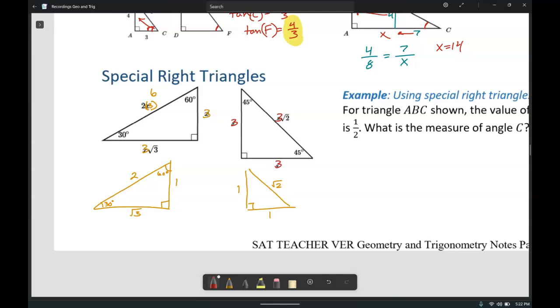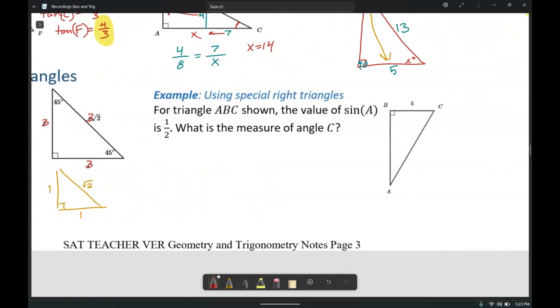So when you see triangles that might partially fit this pattern, you can use that information to your advantage in order to answer the question much more quickly and efficiently than through other means. Let's take a look at an example of how we could use this. For the triangle that's shown here, we're given the value of sine of an angle A. This angle here has a sine of 1/2, and what we want to do is find the measure of angle C up here.